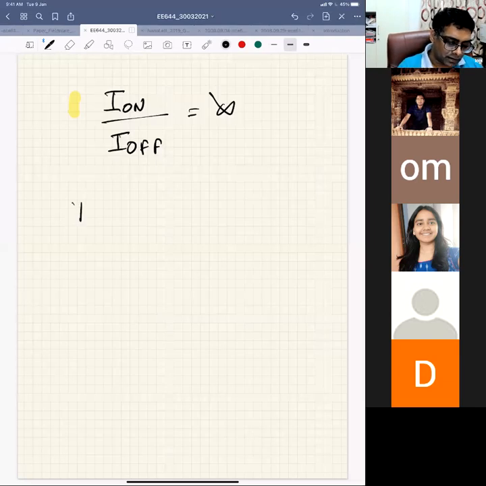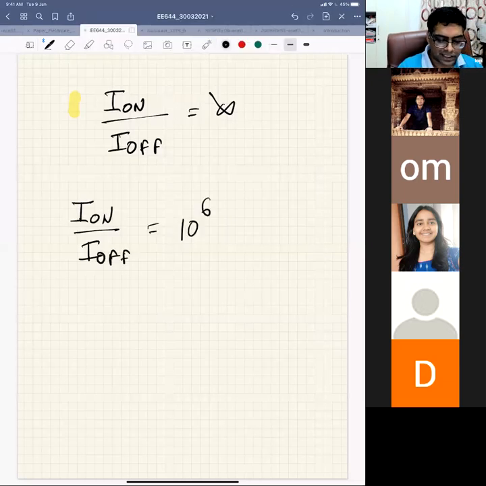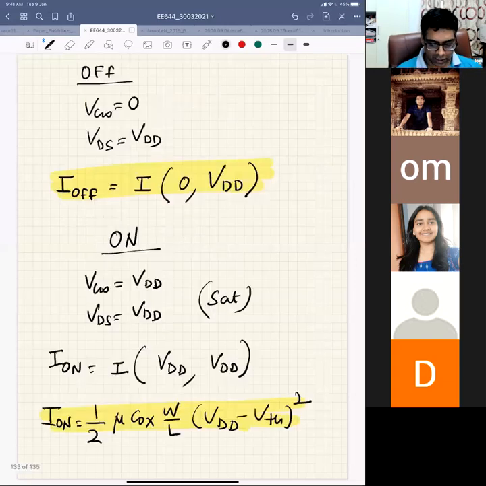And the typical value of I on by I off is around 10 to the power 6. If your I on by I off is around 10 to the power 6, it's a very good transistor. It's not infinite, but around 10 to the 5 to 10 to the power 6. If you want to design a very good transistor, you have to make sure that the on current by off current ratio is more than 10 to the 5 or 10 to the 6. Okay, so this is on current and off current.